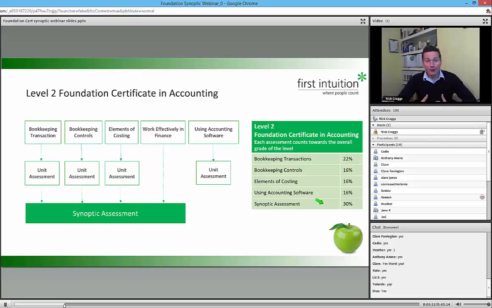So before I go any further, has anyone got any questions on the structure of AQ 2016 and when you would probably want to do your synoptic exam?